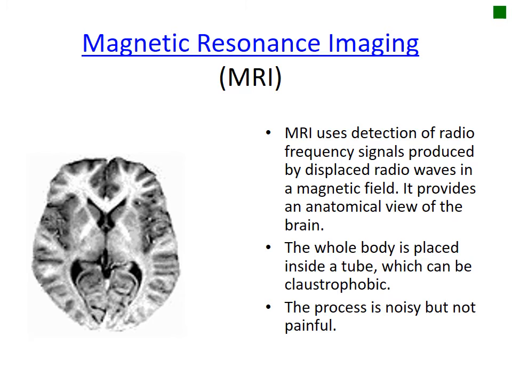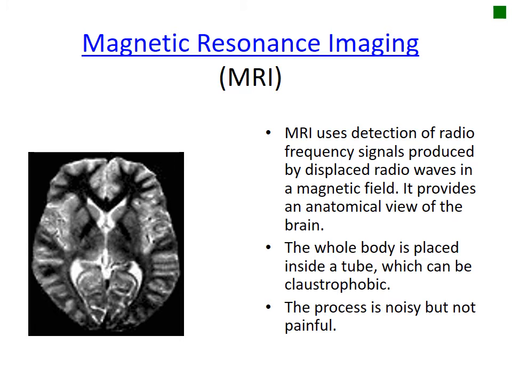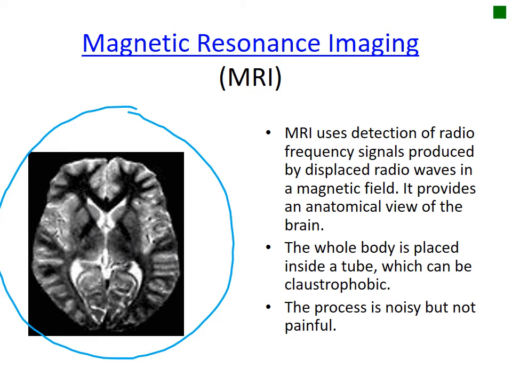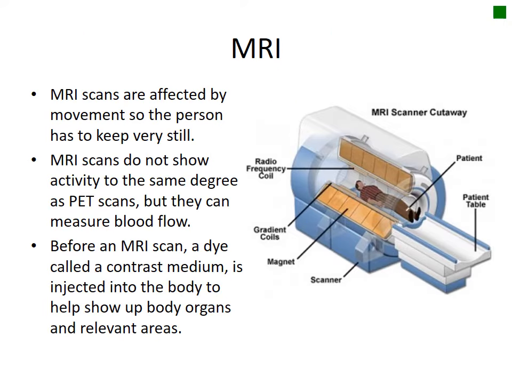Okay, moving on to the 3rd scan now, which is an MRI scan, which is magnetic resonance imaging. Now, MRI scans detect the amount of radio frequency signals produced by pulsed radio waves in a magnetic field, and it provides an anatomical view of the brain, as you can see in the flashing picture on the screen. The whole body is placed inside a tube, so again, like PET scans, it's quite claustrophobic. It's noisy though, but it isn't painful.